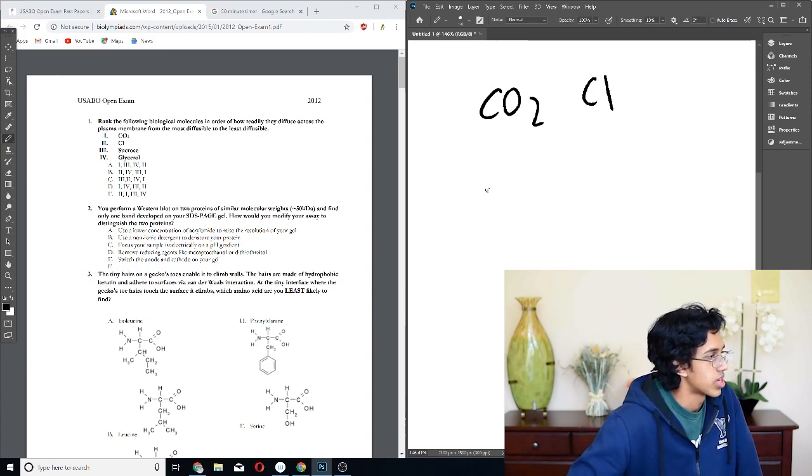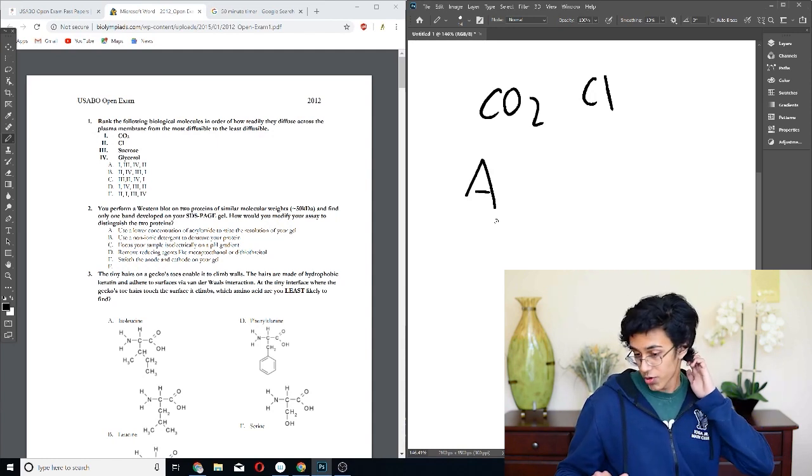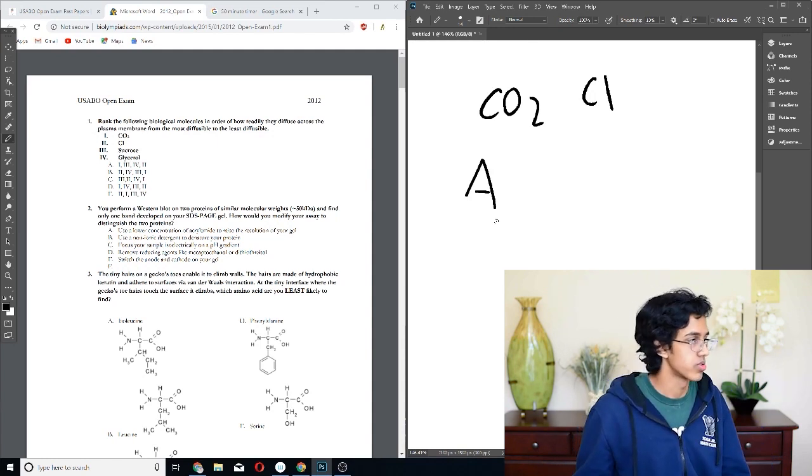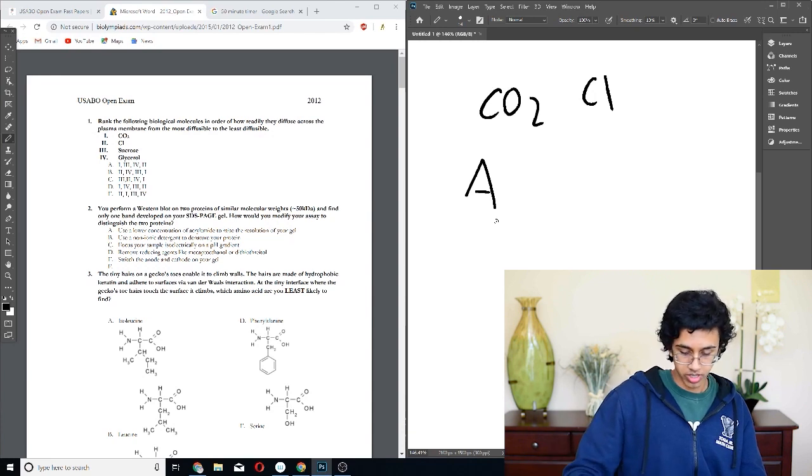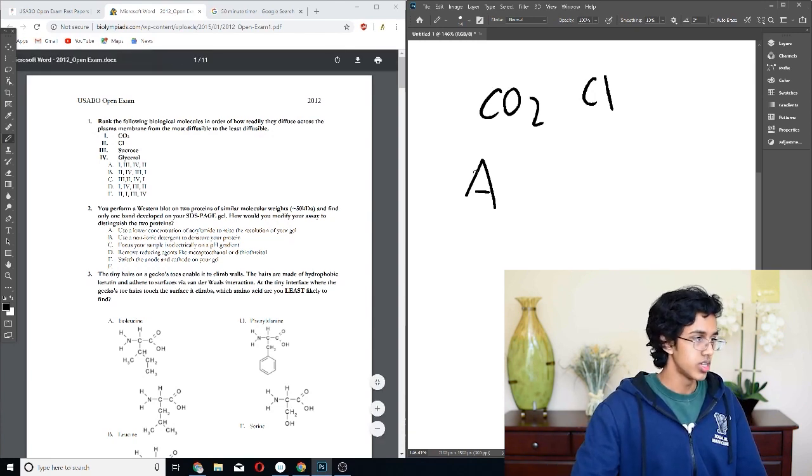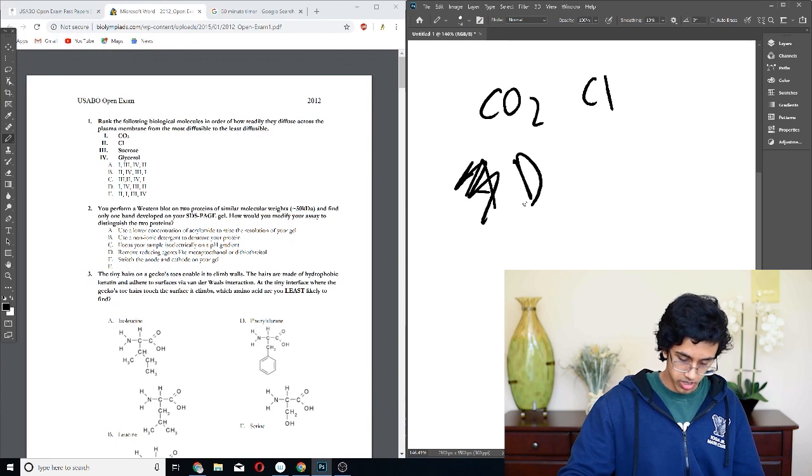So I think we're going to go with A. Wait, no. I meant 4 is before 3 because glycerol is a lot smaller than sucrose. So D, actually. D, not A. Alright, D.